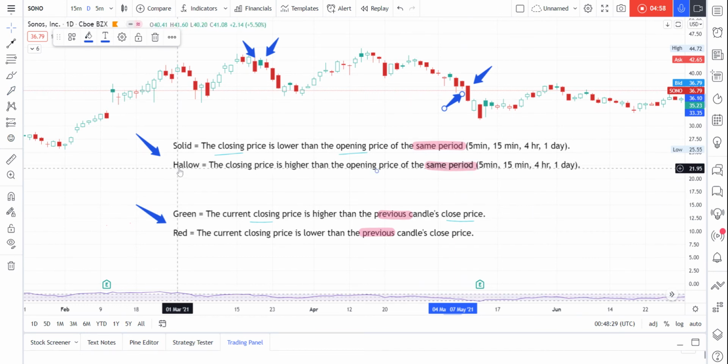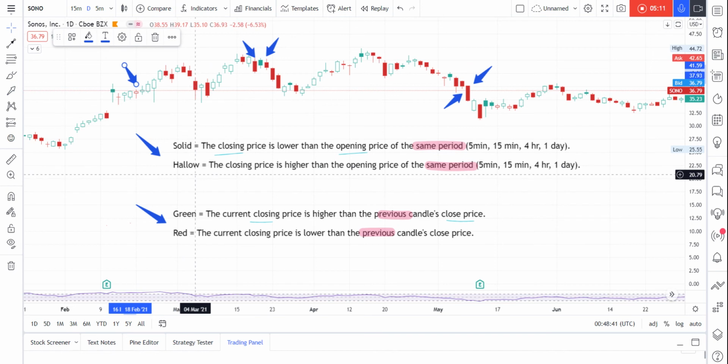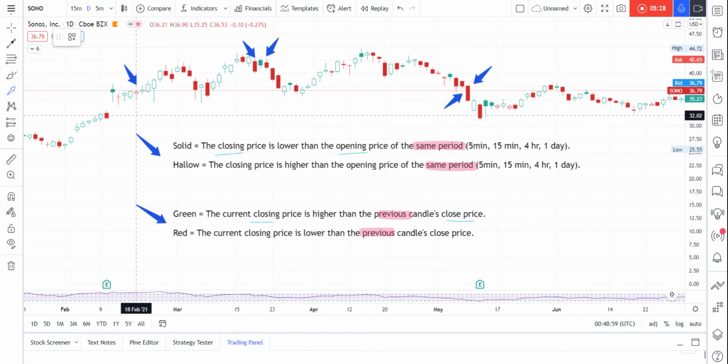And let's go over hollow and red. Here we have hollow and red. The hollow and red tells us the closing price for today is higher than the opening price, because it's hollow. But today's closing price is lower than yesterday's closing price.